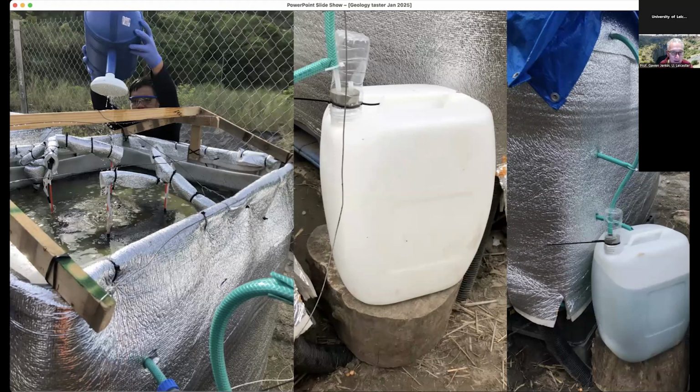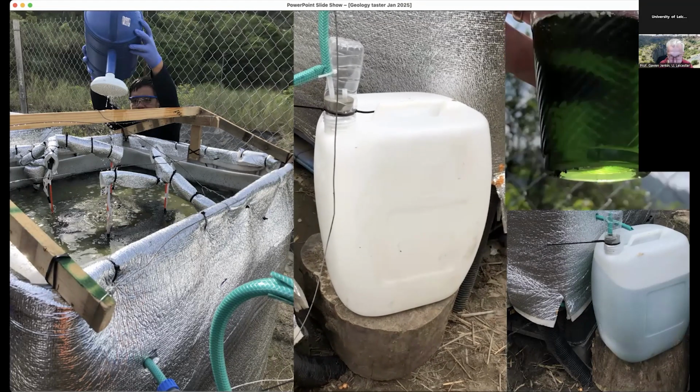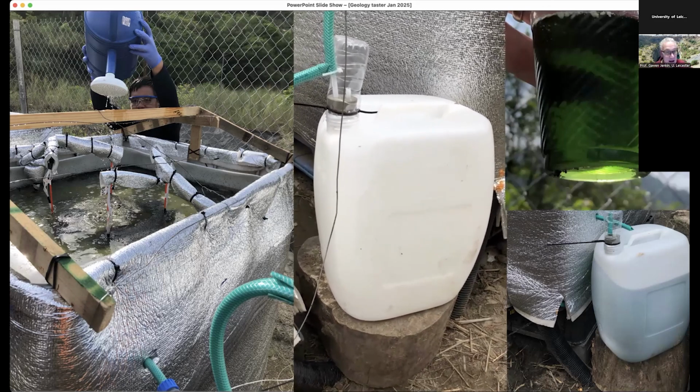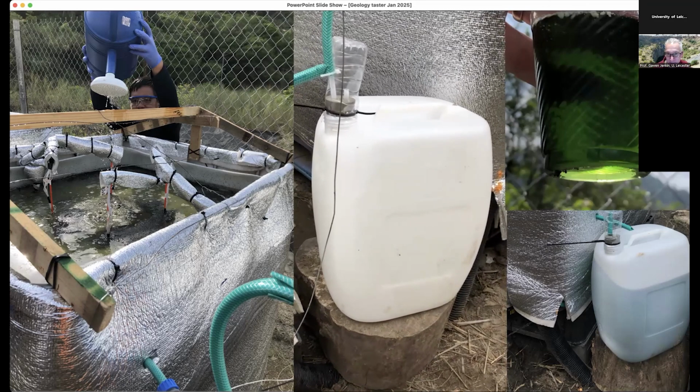So we're running these experiments where we're adding in the citric acid, we're letting it react and then letting it come out the bottom, as you see on the right here. And you end up with this beautiful green solution, which actually has copper in it. And the idea is we can extract that and potentially make some money from it and simultaneously remediate these tailings.